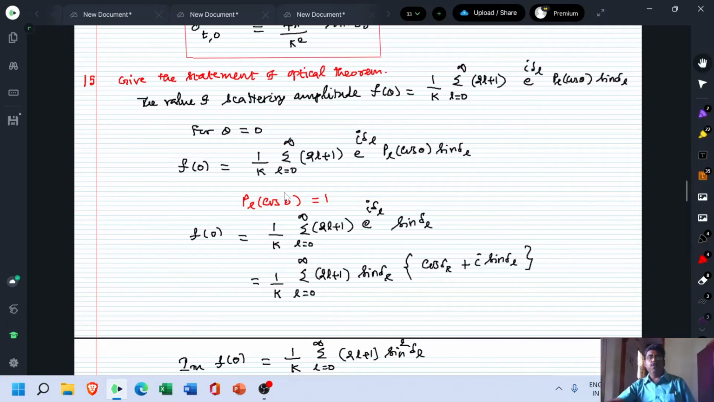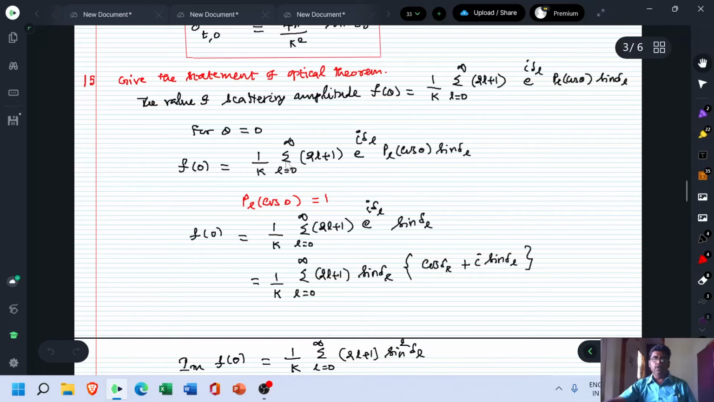Give the statement of optical theorem. The value of scattering amplitude f of theta is this much. Put theta equal to 0 in this equation. We get P l of cos 0. The P l of cos 0 is equal to 1.